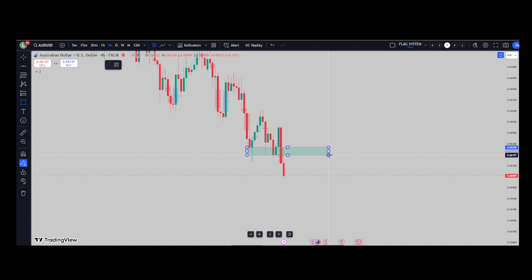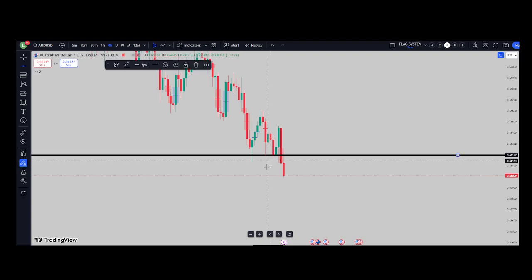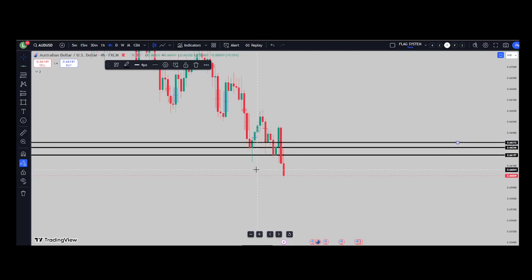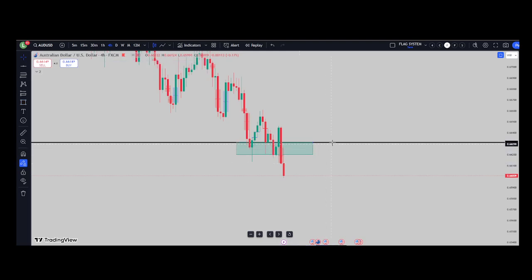It's no longer support now. It has now turned from broken support to resistance. Now we have a support key level zone here, right? We have another support here, we have another support here. Those are the imperfect key level zones we have here. So what you have to do is use the rectangle tools to map it out, then delete the horizontal line.